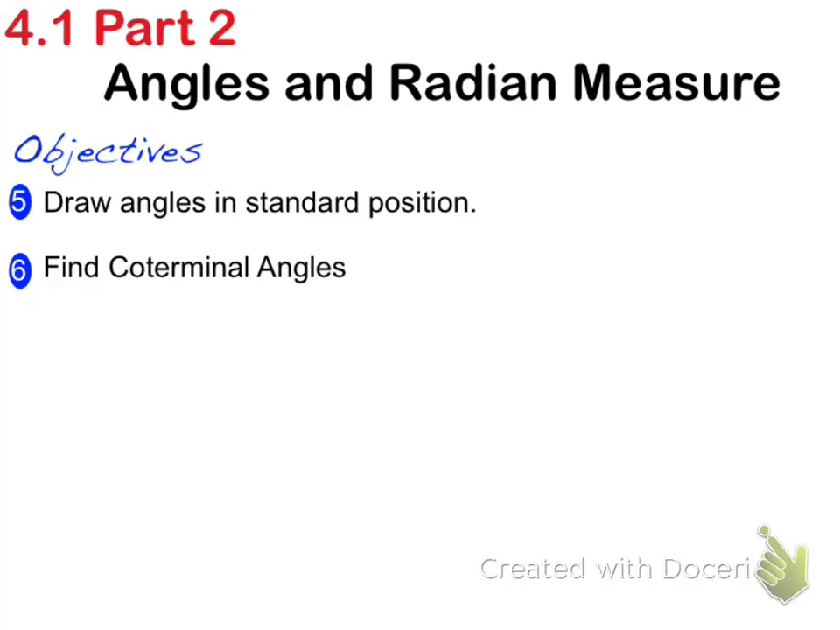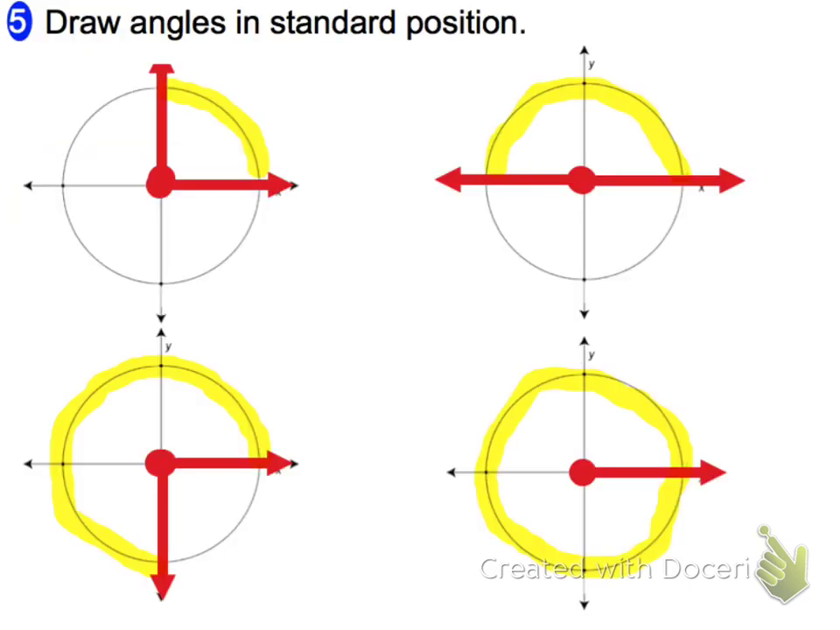This is video 4.1 part 2. We're still talking about angles in radian measure, and today we're going to be looking at drawing angles and also finding coterminal angles.